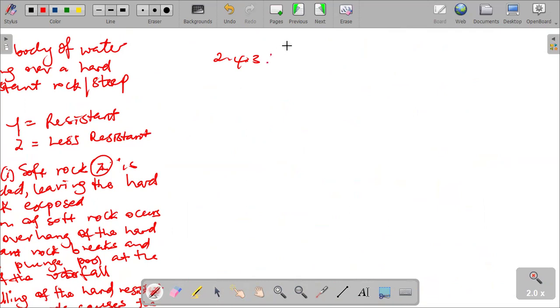So our title should say cross-section of rejuvenated valley. So what we are asked to do here is draw a cross-section of a rejuvenated valley.